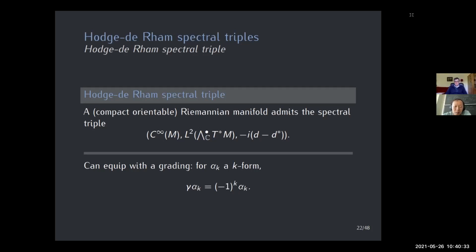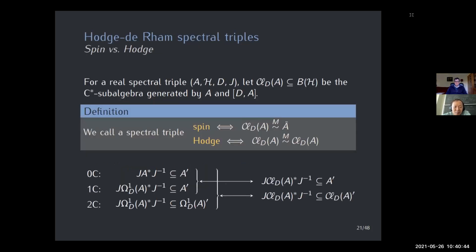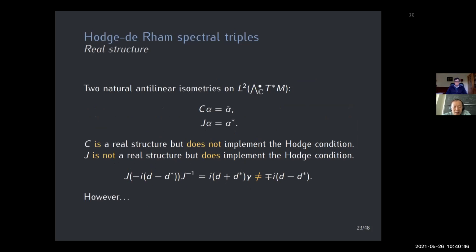Anybody else? Yang? Yes, so these two gradings, J and C here, basically they don't require the spin structure, right? So it's just... You mean these two? Right, yes.